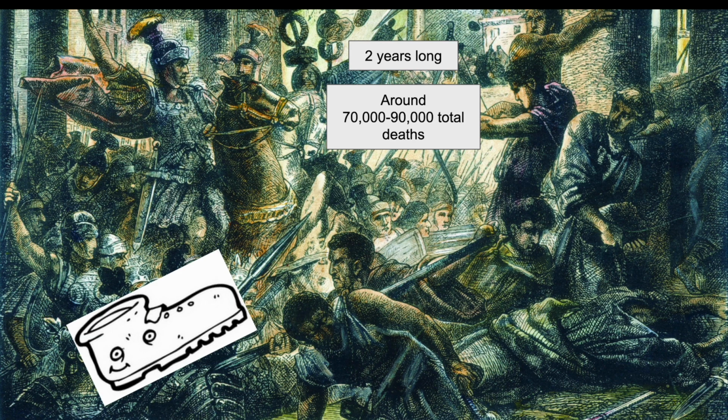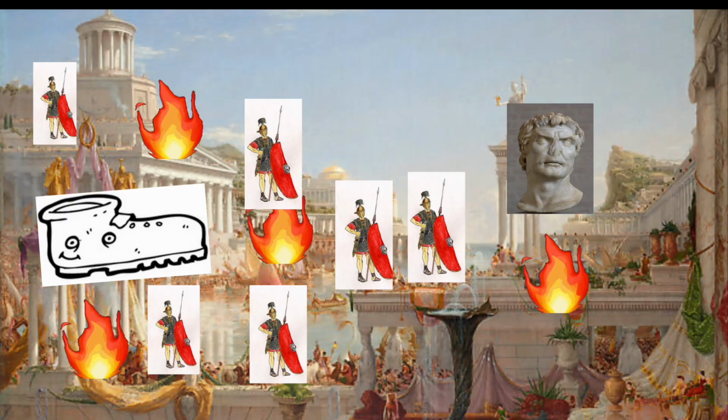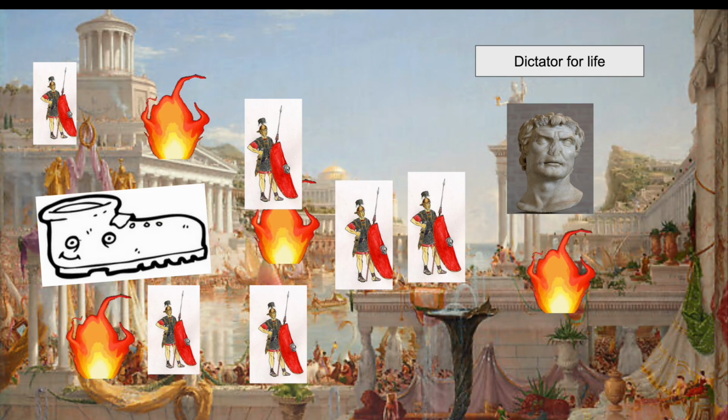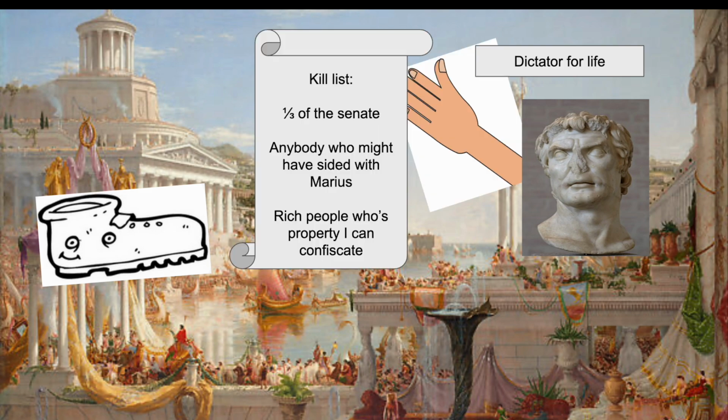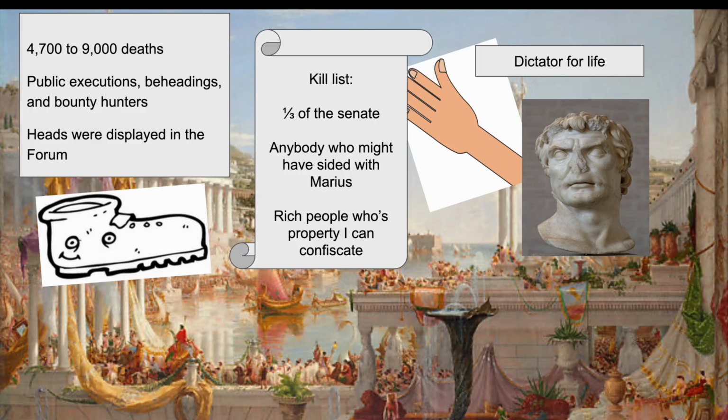The details of this are messy, but what you need to know is that Sulla wins, gets himself declared dictator for life, and then decides to go on a revenge spree. He sets up a proscription list, killing a third of the Senate and anybody who might have sided with Marius. It was brutal. A reign of terror that Robespierre would be proud of.